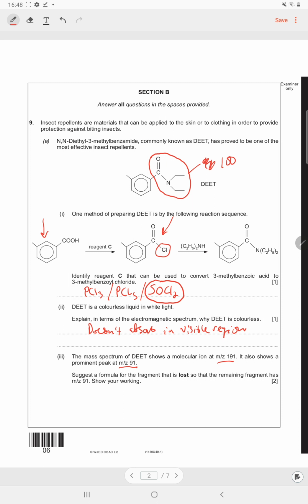Okay, so if the whole thing weighs 191 and there was a peak at 91, that means the fragment that is lost must weigh 100 or have an MR of 100. So that fragment there has an MR of 100. So that is the fragment that's coming off.